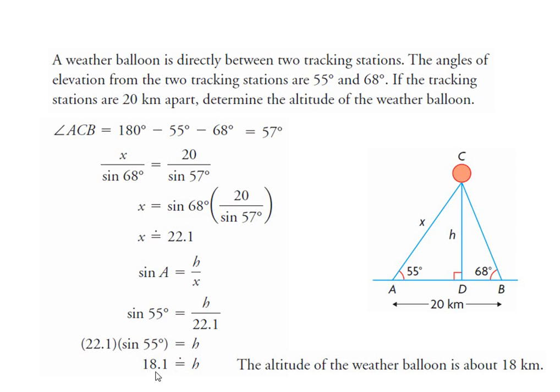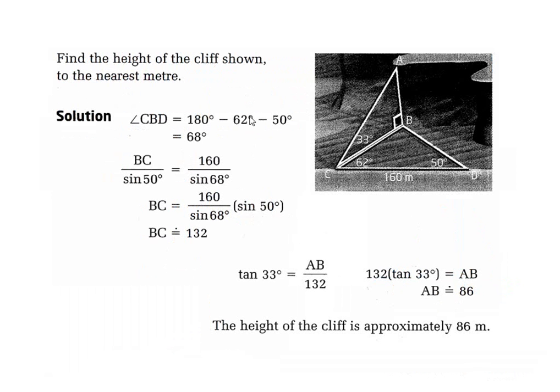Okay, it is 18.1. What is the unit? The unit is km, kilometer. So finally we don't forget to answer. Okay, so answer. The altitude of the weather balloon is about 18 kilometers. Okay, so this problem is solved. Let's take a look at another one.